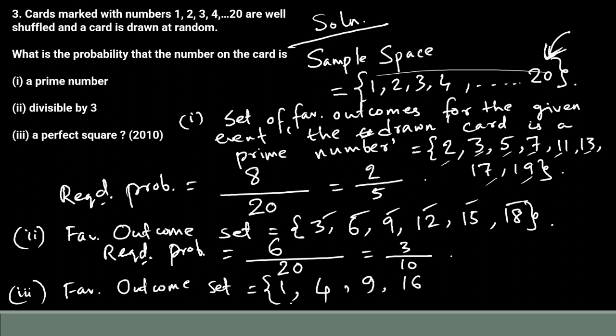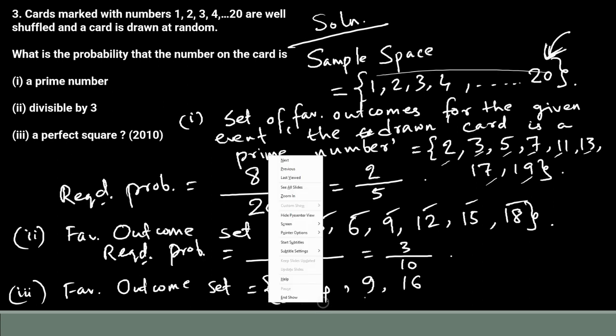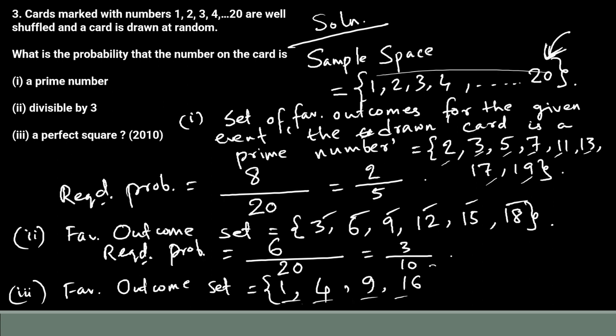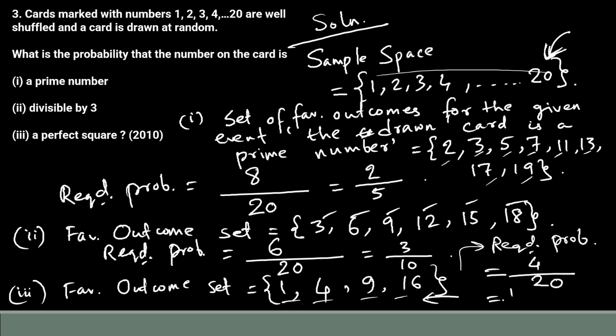So you can get the drawn card as 1, or 4, or 9, or 16. These are your options, right? Then the required probability will be favorable number of outcomes, which is 1, 2, 3, 4, by total number of outcomes, 20. This will give you 1 divided by 5. Hope this is clear to you. Let's move to the next problem.